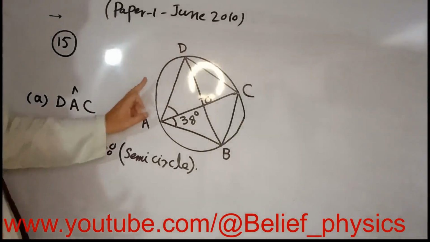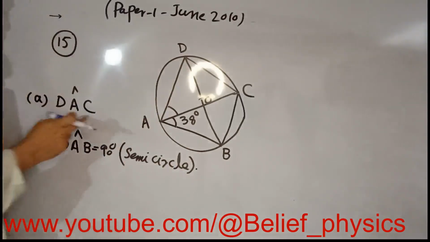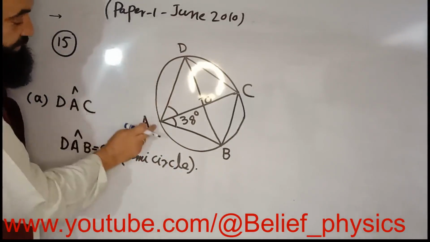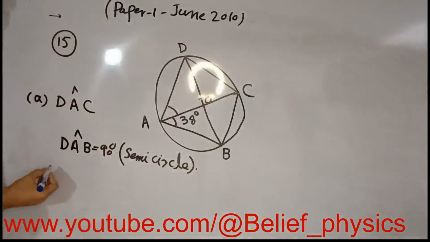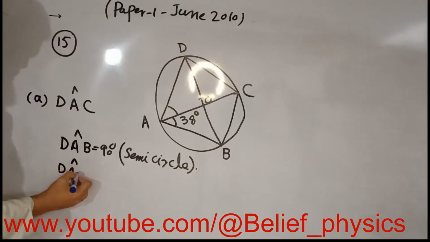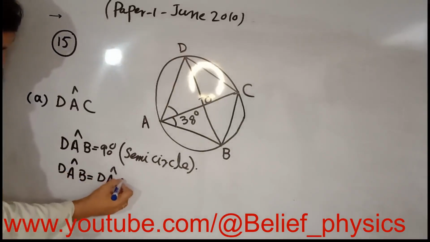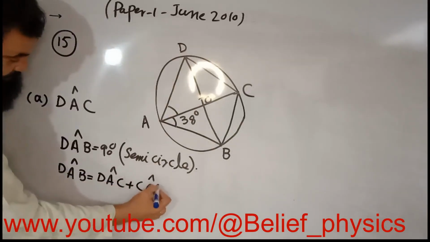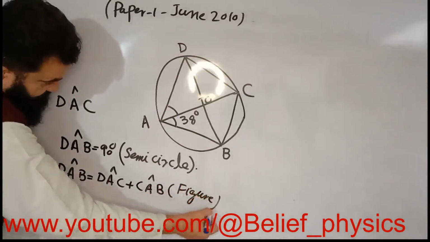Now DAB is 90 degrees. We have to find DAC. It is quite evident from the figure that DAB is equal to DAC plus CAB. Therefore, we can write that DAB is equal to DAC plus CAB. It is evident from the figure.